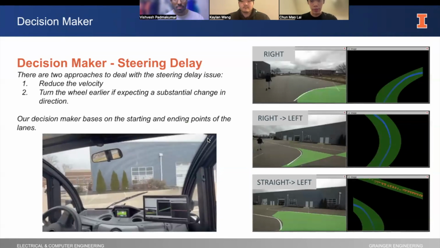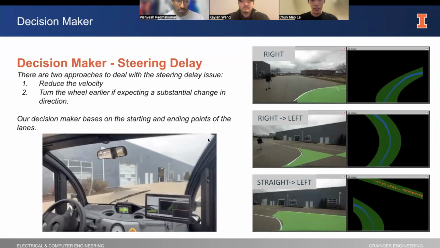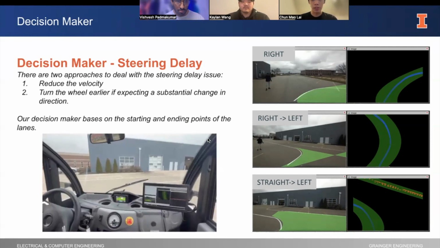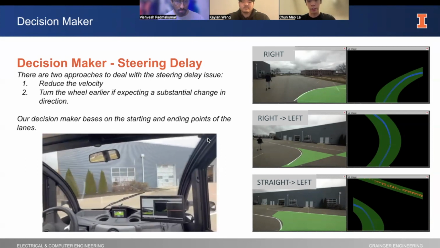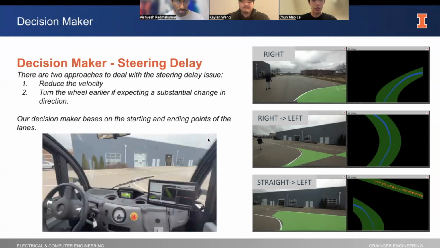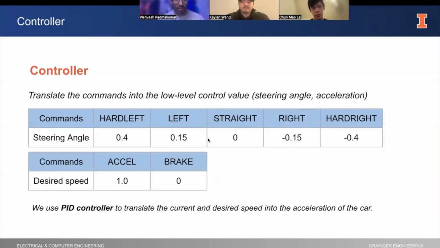Also, to overcome the steering delay challenge, we reduce the velocity to give it more space and time to steer the wheel. We also consider the ending point as an indicator of future commands, so that the vehicle will take action earlier if expecting a large change in direction. Then, to translate the commands into low-level control values, we use coefficients within the program. These are signified as either hard left, left, right, hard right, and then an acceleration. We use a PID controller to translate the current and desired speeds into the acceleration for the car during the turns or just the straightaways.